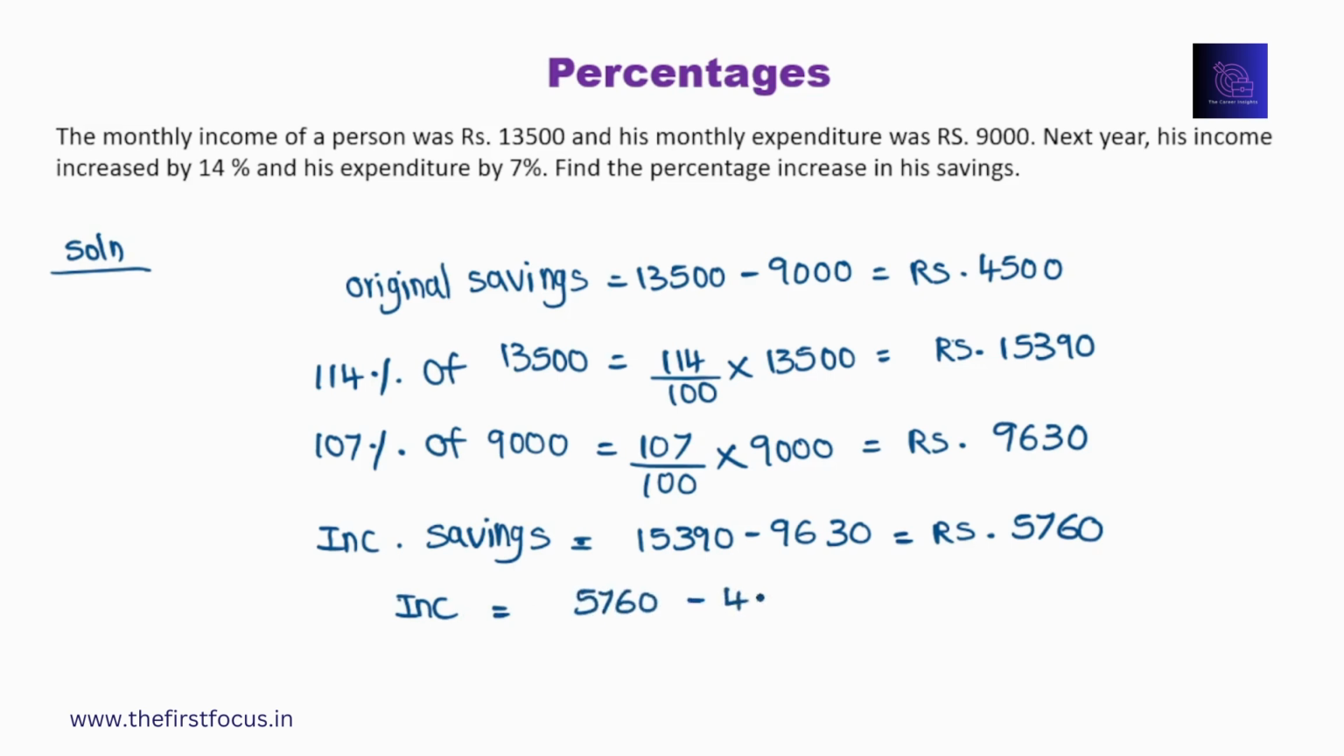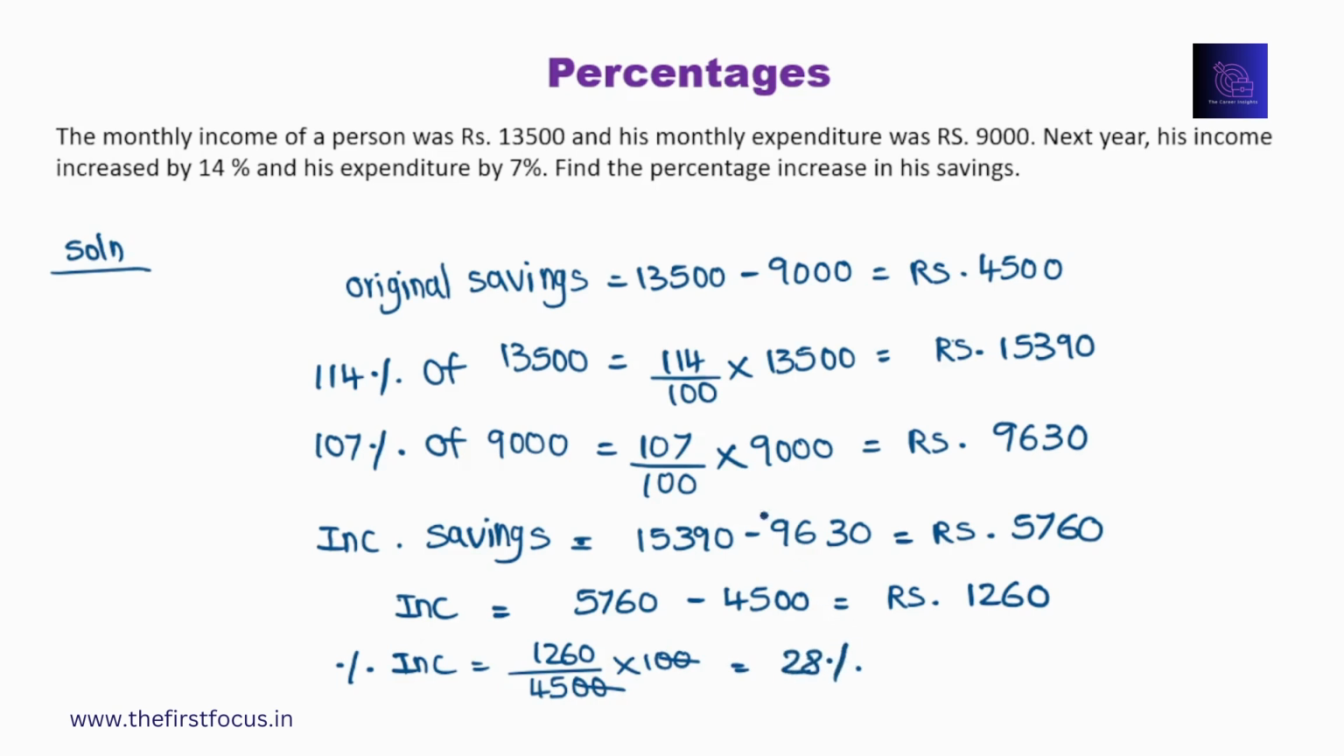5,760 minus 4,500. His increased savings is rupees 1260. What is asked to find? The percentage increase in his savings. The percentage increase is the increased value divided by the original savings into 100. We get 28%. Thus, the percentage increase in his saving is 28%.